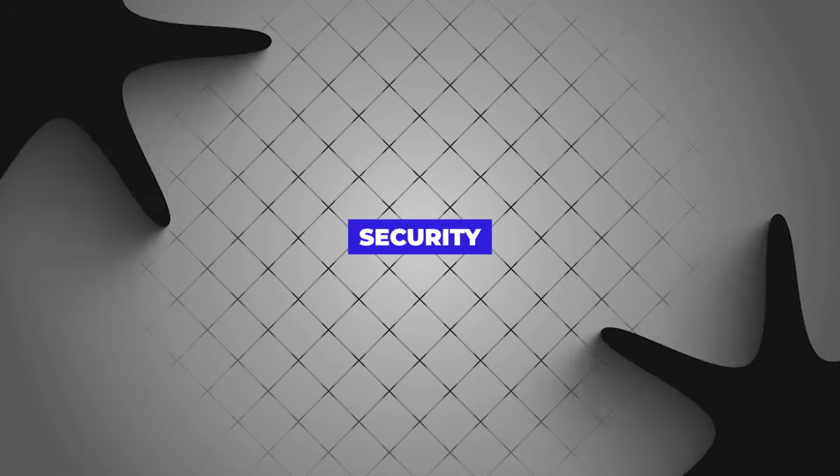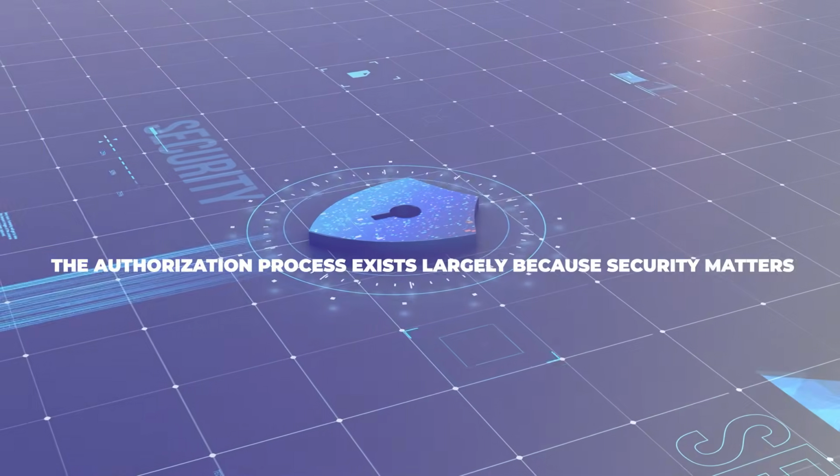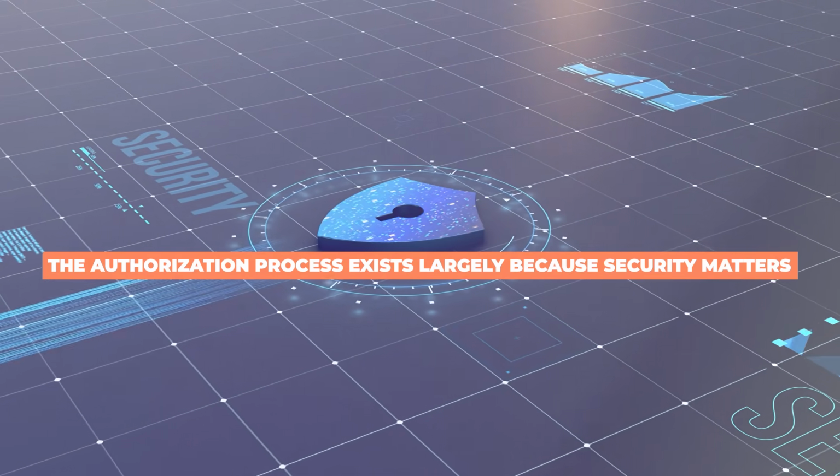Now let's talk about security. Whenever personal information is involved, people naturally ask whether it's safe. The authorization process exists largely because security matters. The Postal Service has established procedures designed to help ensure that mail is only handled by properly authorized recipients. That's reassuring not only for individual customers, but also for businesses receiving sensitive financial or legal correspondence.